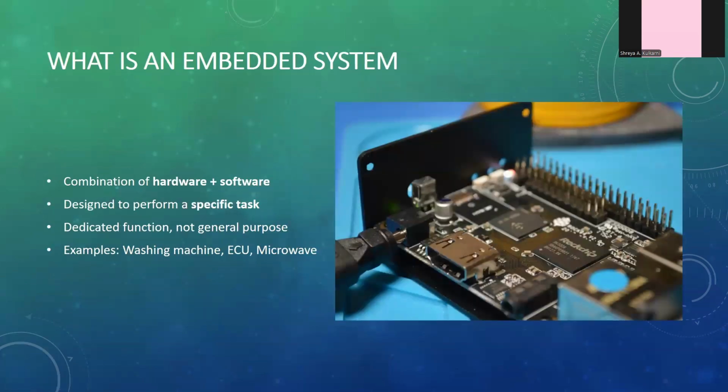Then we looked at what is an embedded system and what is the difference between a general purpose system, GPS, and an embedded system. So, embedded system is like hardware plus software which is used to do a particular task. It is designed to perform a specific task. It has a dedicated function and it's not used for general purposes. Whereas general purpose systems are systems which are used to develop the embedded system itself.